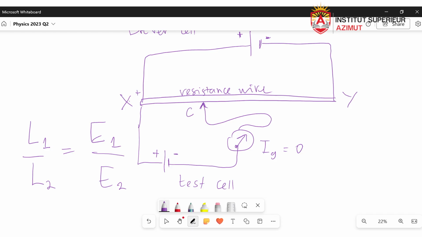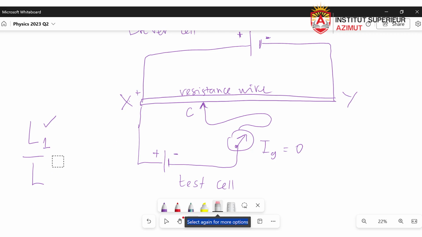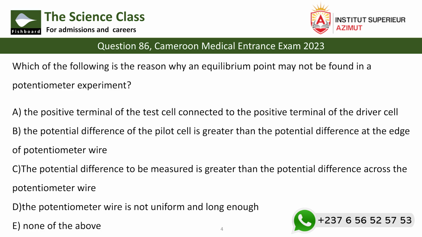So it means that if I bring another cell and I know the EMF of that cell, and I have a certain length I can measure on the potentiometer, and then we have this first length of equilibrium with our test cell, and we don't know this, we multiply both sides by E2, and then we are going to have the value of the electromotive force in the test cell. So that is one way of using the potentiometer. Now that we have seen what the potentiometer is all about, let's go back to our question.